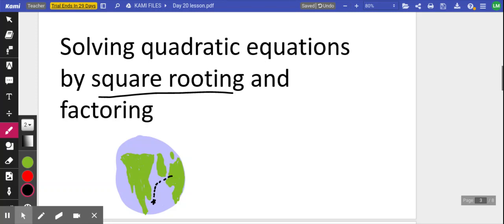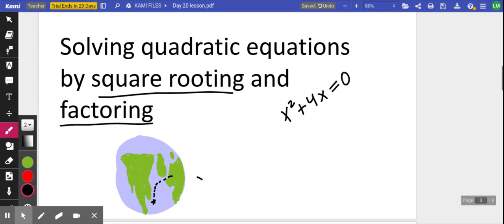Welcome back to part 2 of solving quadratic equations. Right now we're going to be looking at factoring. Okay. Again, quadratic equations, just as a reminder, is something with an x squared in it. It could also have maybe like a 4x or something like that. And now it's also going to have an equal sign. That's what makes it an equation.